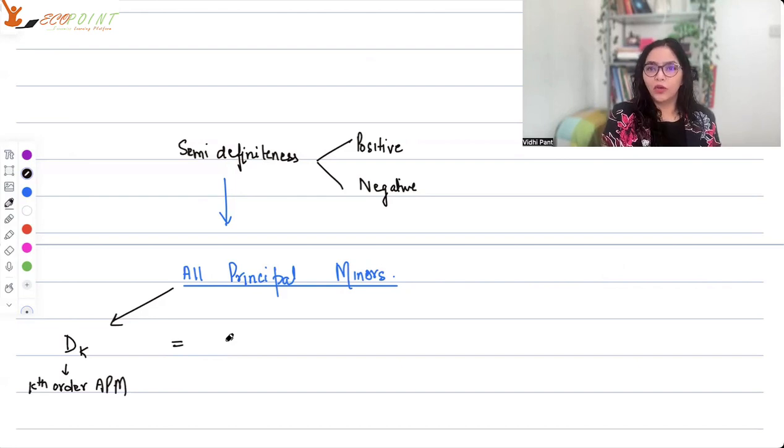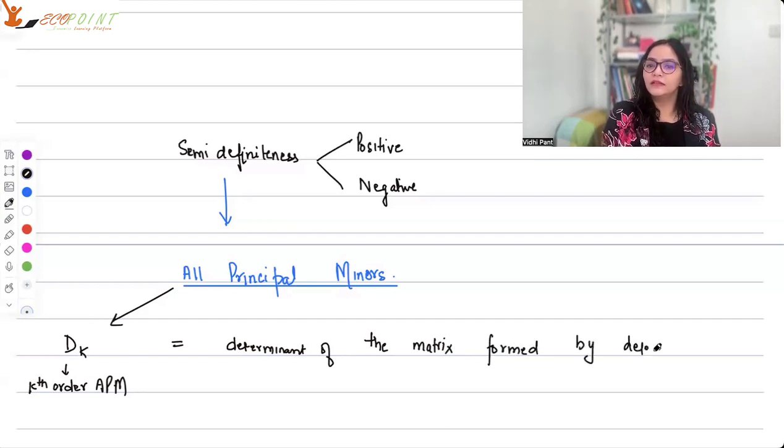Dk in all principal minors is the determinant of the matrix formed by deleting n minus k rows and corresponding n minus k columns.